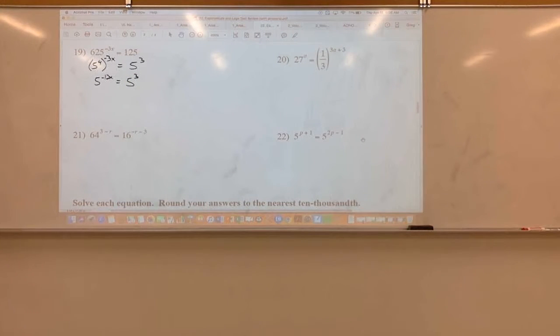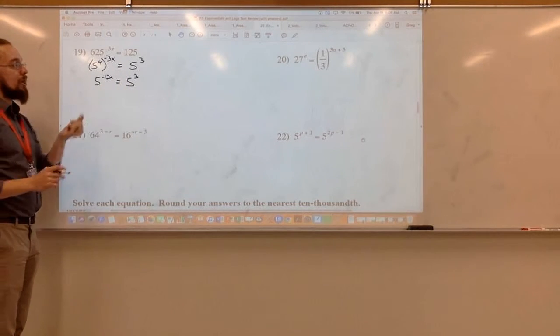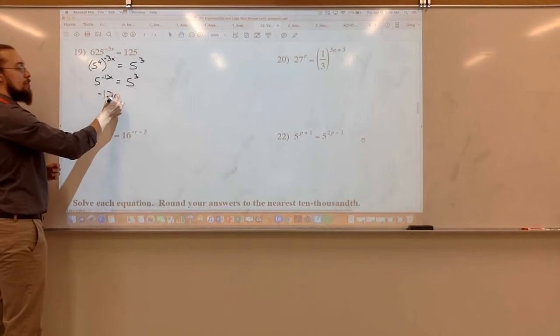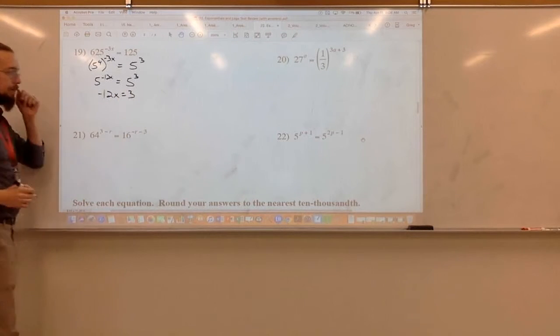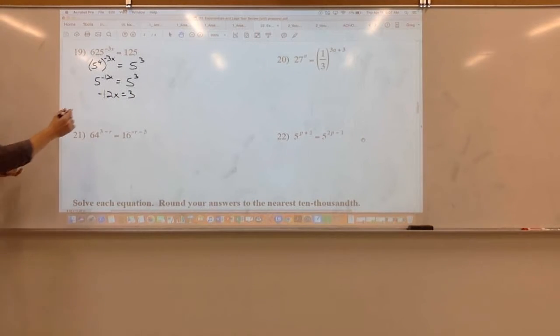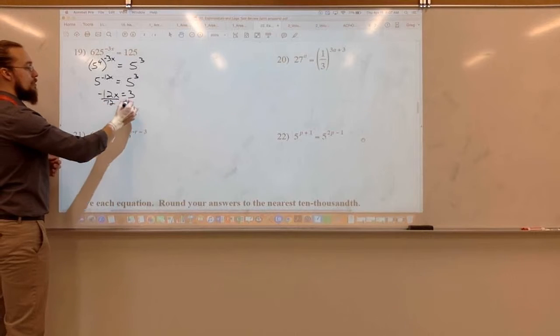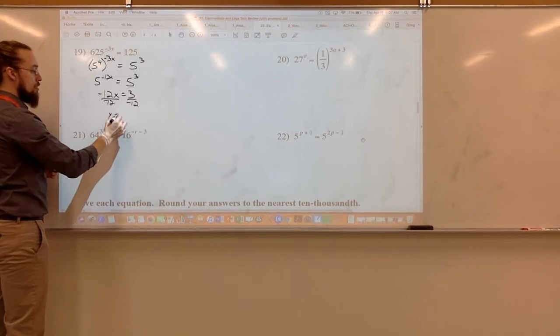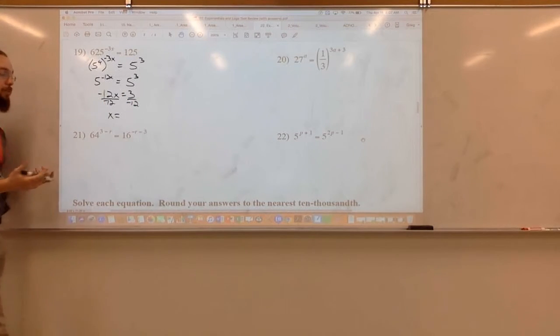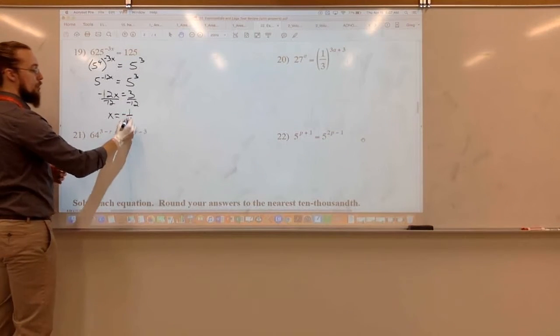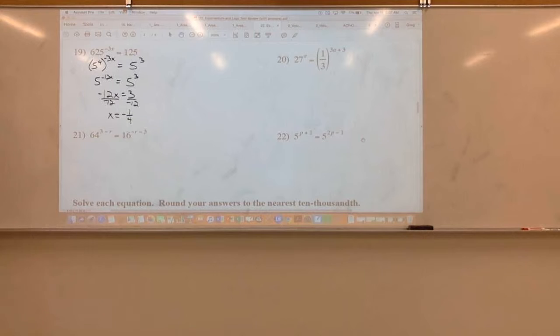Once I have the same base on both sides, I can just drop the bases and set the exponents equal. So negative 12x equals 3. Divide both sides by negative 12. And this fraction, 3 over negative 12, would reduce to negative 1/4. Or if you want to write it as a decimal, negative 0.25. Either way is perfectly fine.